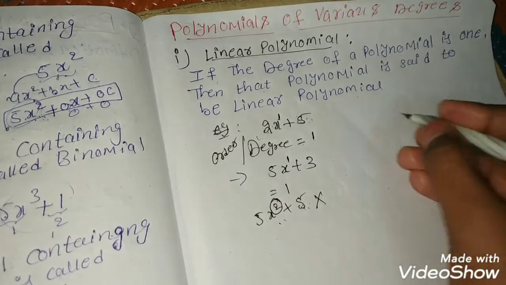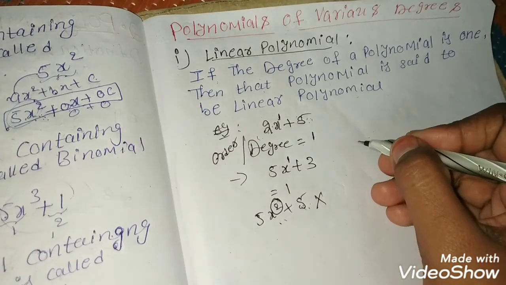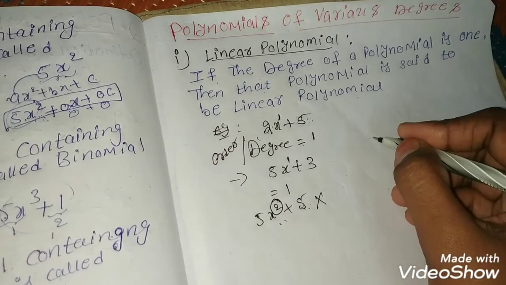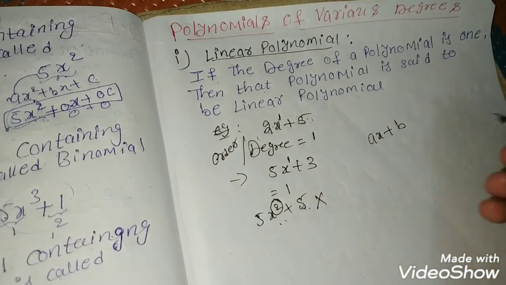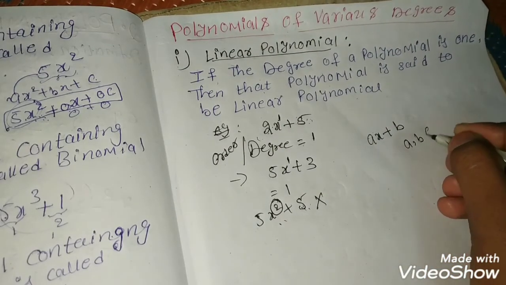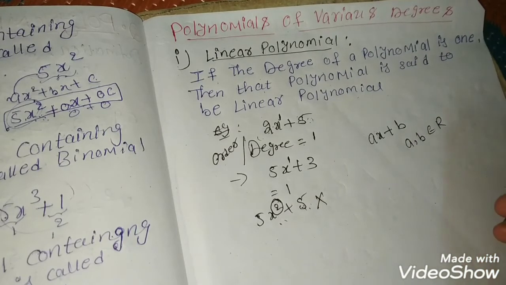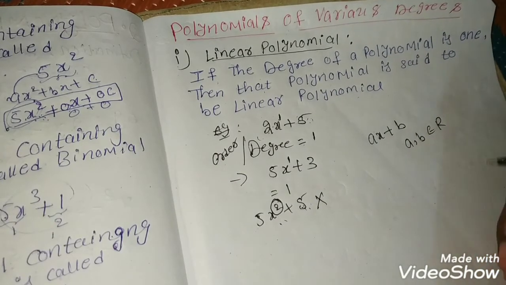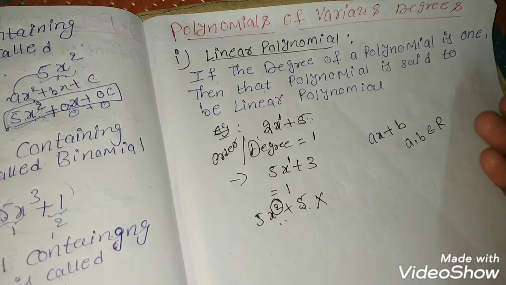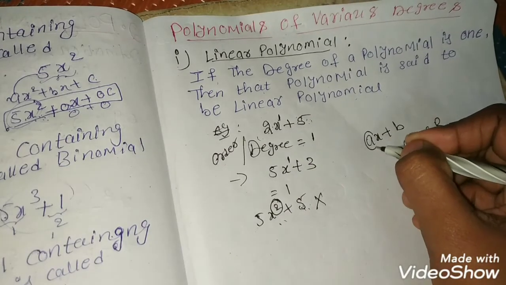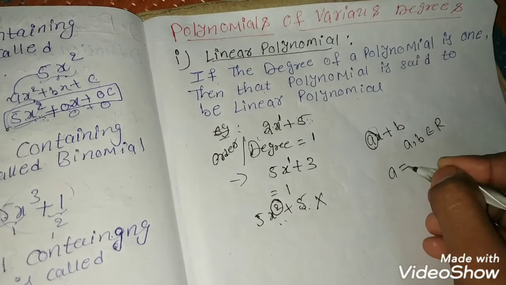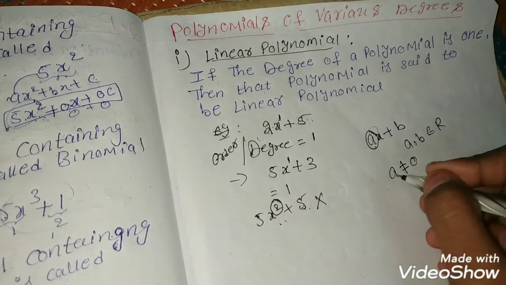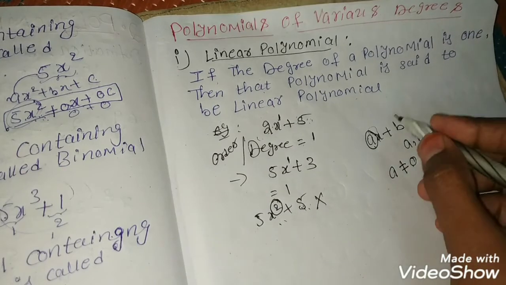Generally, the general form of a linear polynomial in one variable x is ax plus b. Here, a, b are real numbers. That means you can take any values. So here, a, the coefficient of x, is not equal to 0. If a is equal to 0, we have only a constant term.